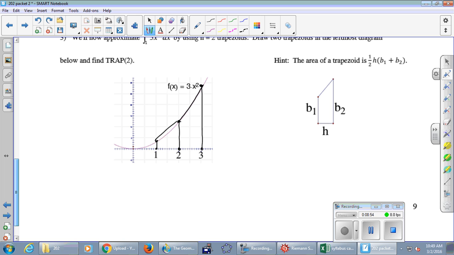Yeah, they're both slightly above the curve. Yeah, and there's some characteristic of this particular curve that makes it so the trapezoids are always above, and you'll answer that in the activity. Okay, so how do you find the area of a trapezoid?